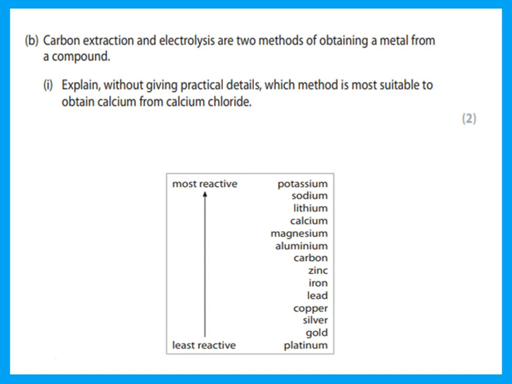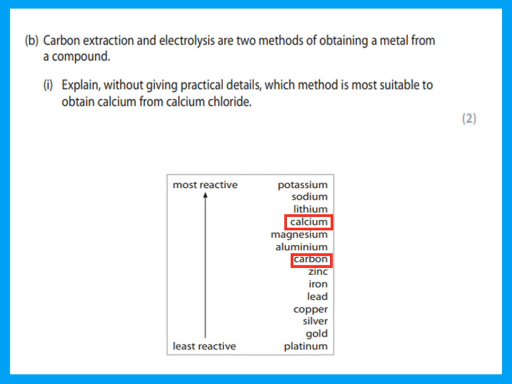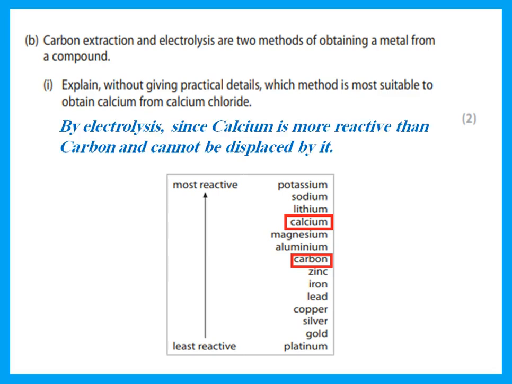Now, in order to determine which method I should use, I should compare the reactivity of calcium to the reactivity of carbon. If it is more reactive than carbon, so calcium, for example, is more reactive than carbon, I cannot extract it by carbon extraction, because that would mean that I'm reacting carbon with a compound of calcium. That will not work. Carbon is less reactive than calcium. So I have to do it by electrolysis.